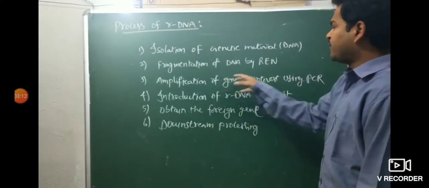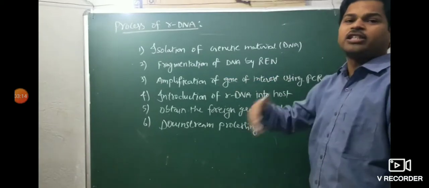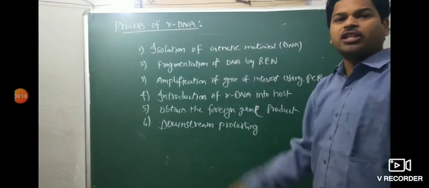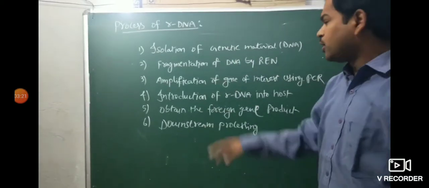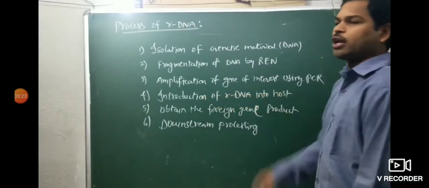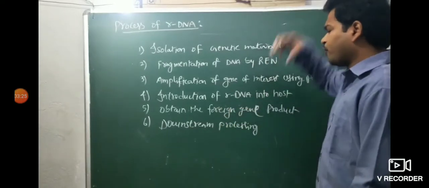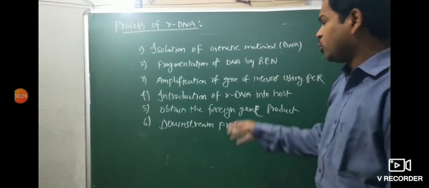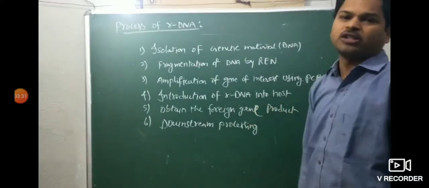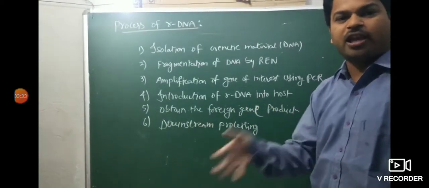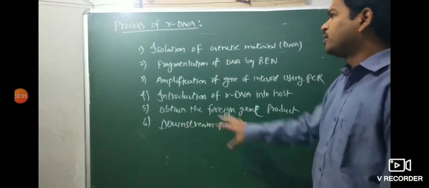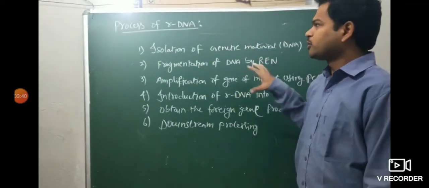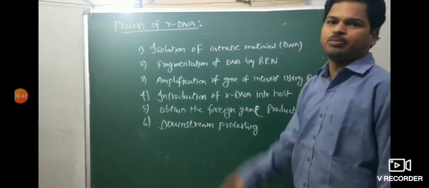Same. Then amplification of gene of interest, multiplication of genes using PCR technique. Then after ligation, rDNA is formed. That rDNA is introduced into the host organism. Then obtain the foreign gene product, whatever the product, be it vitamin A or an antibiotic. Then downstream processing, which means packaging, purification, everything. This is nothing but the process of recombinant DNA. Steps involved in this process.